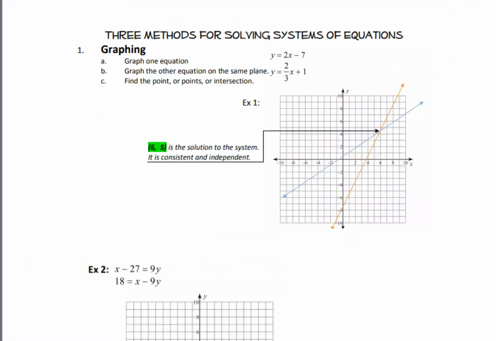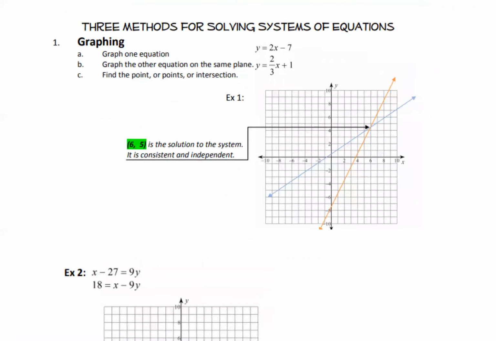Okay, so your first one is going to be graphing. What we're going to do with graphing is graph one equation. Graph it as clearly as you can. Use graph paper if you can. So 2x minus 7 means it starts at the -7. And then it goes up 2 over 1. So you would go up 2, over 1, up 2, over 1, and just try to be as consistent as possible with the graph, because the idea is you're trying to actually see where that solution hits.